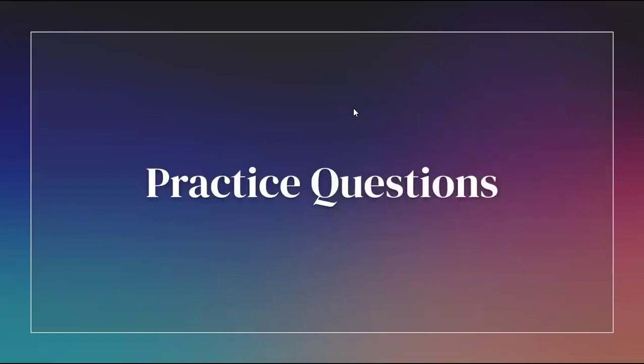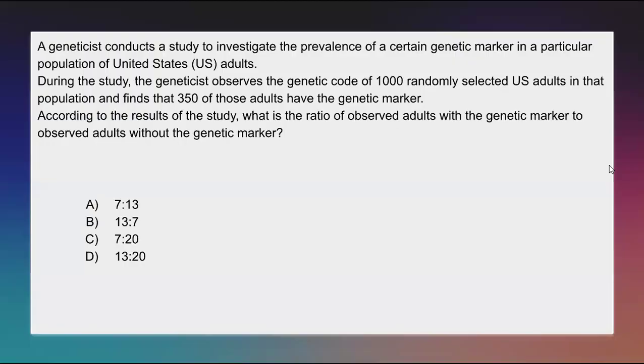So we'll move on to some practice questions. Okay, so first up, a geneticist conducts a study to investigate the prevalence of a certain genetic marker in a particular population of US adults. During the study, the geneticist observes the genetic code of 1,000 randomly selected US adults.